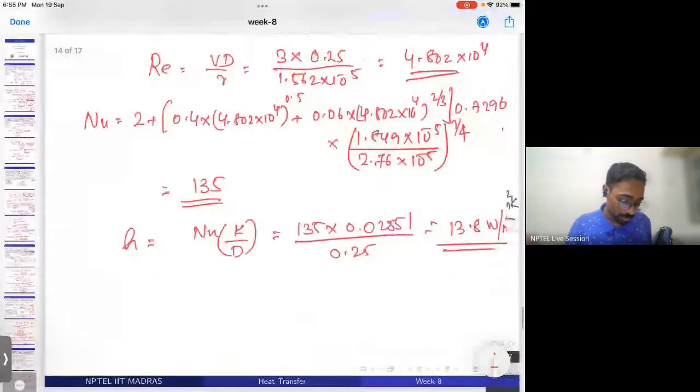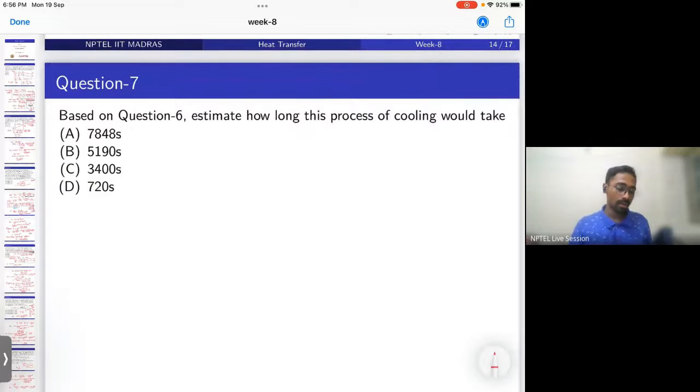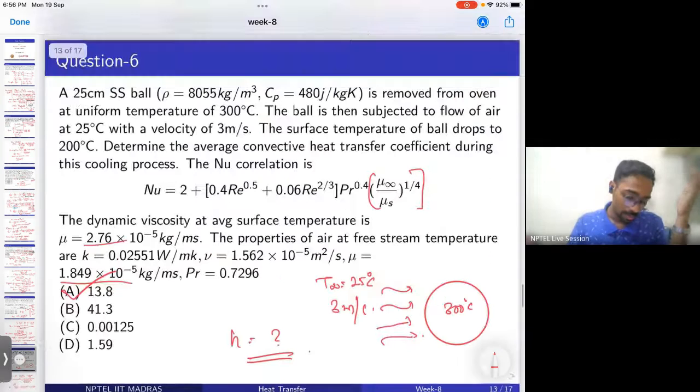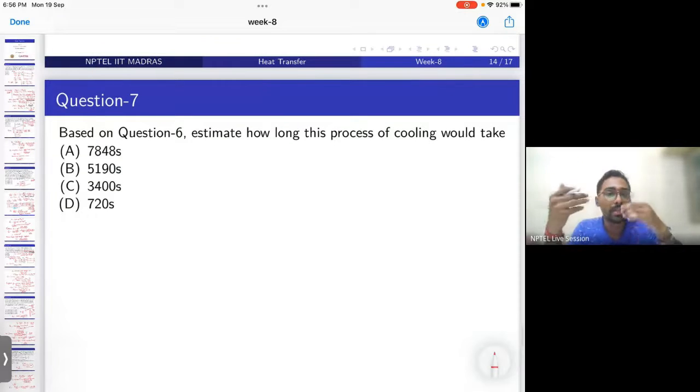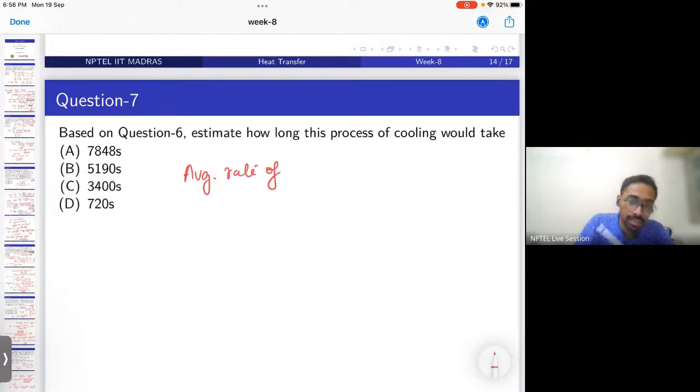The next question is a continuation of the previous question. In this question, we need to estimate how long this cooling process will take for the surface temperature to drop from 300 to 200 degrees Celsius, as given in the question. We need to find how much time it will take. To estimate the time of cooling, we need to determine the average rate of heat transfer from Newton's law of cooling using the average surface temperature. This is a transient process, so in real cases we would need to do a transient heat analysis, but we are just doing an approximation here. So we are taking the average rate of heat transfer by using the average temperature.